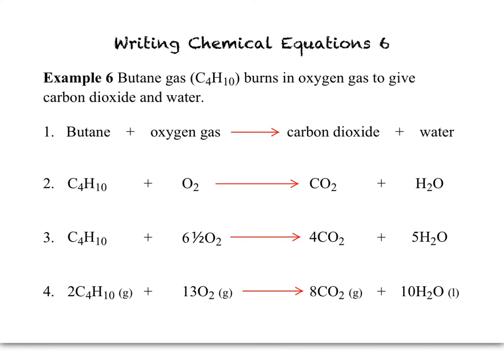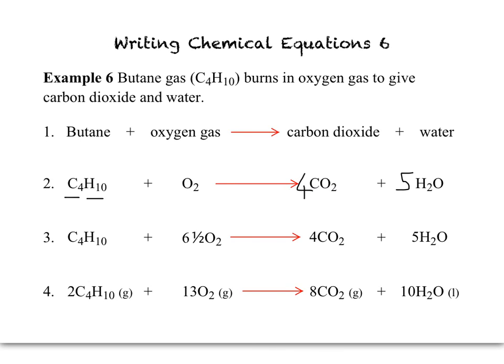Example 6. Butane gas, C4H10, burns in oxygen gas to give carbon dioxide and water. Again, the word equation is quite straightforward, as is the symbol equation. 3. Balance the equation. On the left hand side we have 4 carbons, so we need to add a 4 to the right hand side. That's 4 carbon dioxides. On the left hand side we have 10 hydrogen atoms, so we need to add a 5 in front of the water molecule to give us the 10 hydrogen atoms.